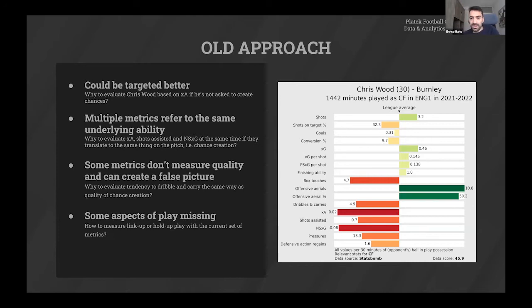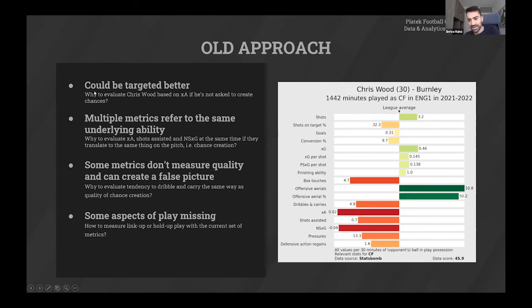I'll start off with what I would call a more traditional kind of data profile that we used until not too long ago. I think we all know the data profiles that appear everywhere on the internet, the StatsBomb radars, or many kinds of bar charts with a lot of statistics on a certain player targeted to a certain position. But we identified a few things that could be improved in our old approach: it could be targeted better. For example, we have Chris Wood here, and we are also evaluating him on expected assists and shots assisted, but that's not necessarily what he's asked to do or his style of play. So it's not fair to evaluate him on these stats, because he would come out badly on them, as he is not asked to do so.